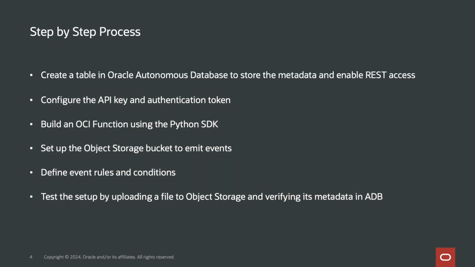In this video, you'll learn how to create a table in Oracle Autonomous Database and enable the REST access. Next, I'll show you how to configure the API key and authentication token, which you will be using in the OCI Cloud Shell. We will then build a function using the OCI Python SDK and set up the OCI Object Storage to emit the events by defining the event rules and conditions. Finally, we will test the flow by uploading a file to Oracle Object Storage and verify that its metadata is updated successfully in Autonomous Database.